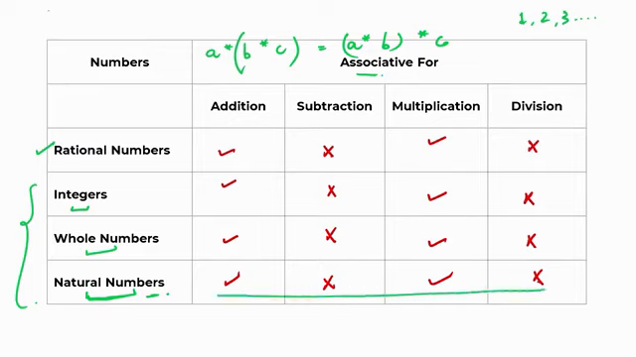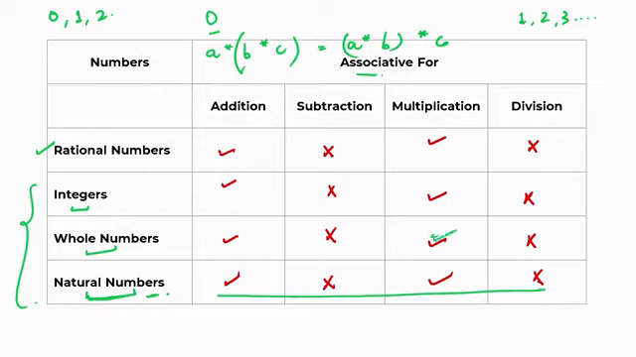Now for whole numbers, I will take three numbers. Let's take 0, 1 and let's take 2. So I know that 0 into 1 into 2, done in any format, will come out to be 0, because any number multiplied by 0 is going to be 0.